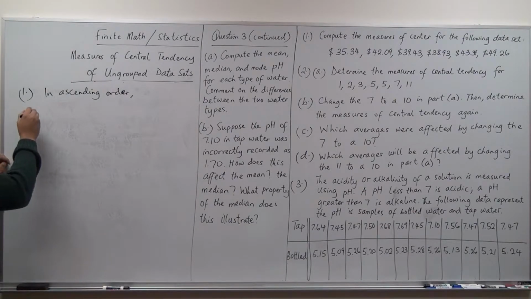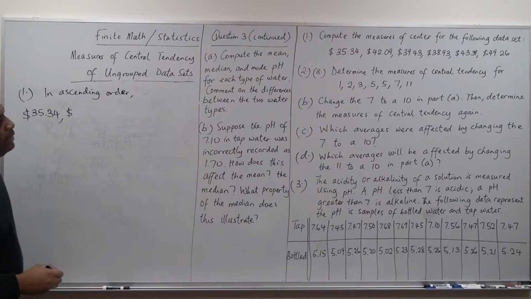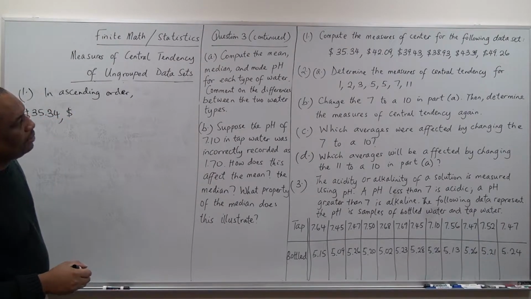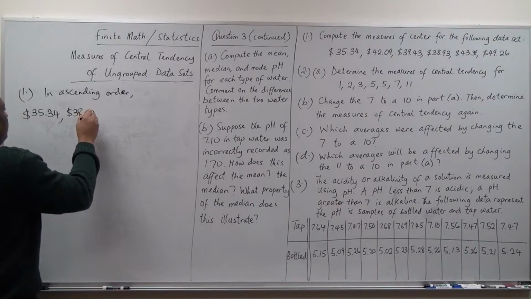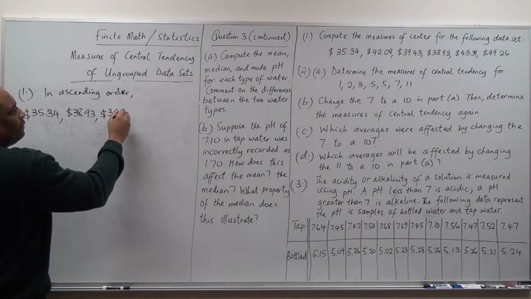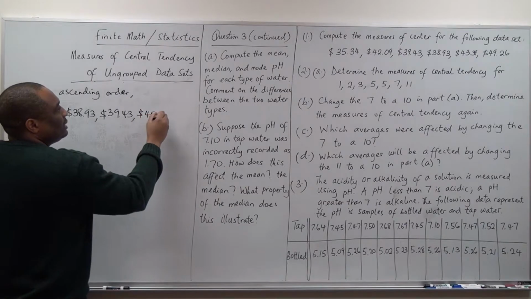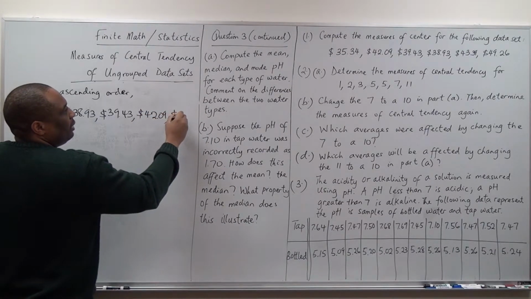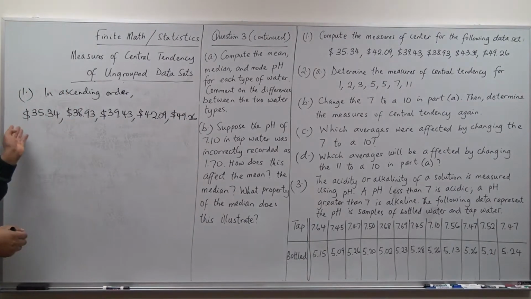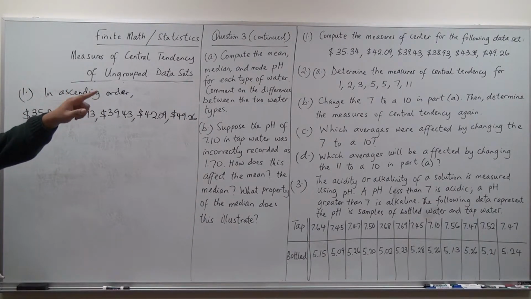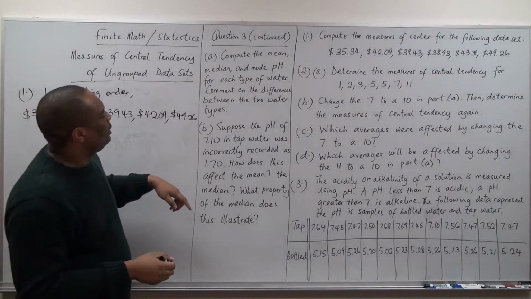So let's arrange that. We have $35.34. Then the next one after $35.34, we have $38.93. Then we have $39.43. Then we have $42.09. And then we have $49.26. So it's 1, 2, 3, 4, 5, 6. 1, 2, 3, 4, 5. Okay, we're missing something.